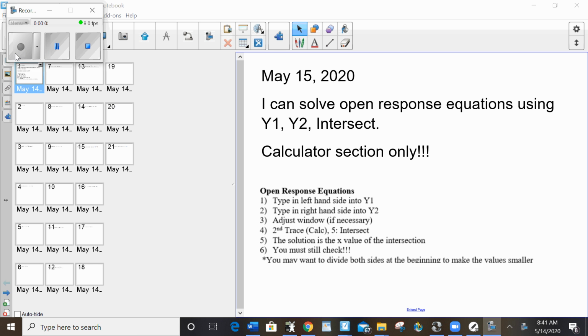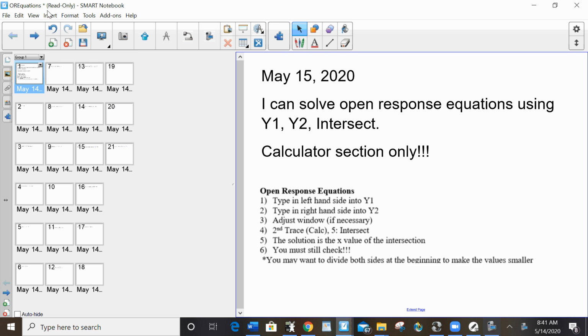Today we can solve open response equations using y1, y2 intersect. And something important to note, this will only work in the calculator section. There's no version of this that will work on the non-calculator section, so this is only going to work in the calculator section. Just want to put that out there. Again, this is something that you've done in Algebra 2.